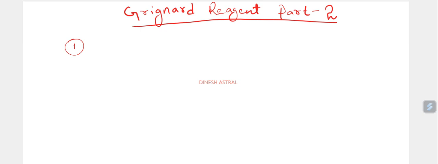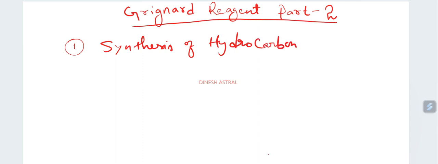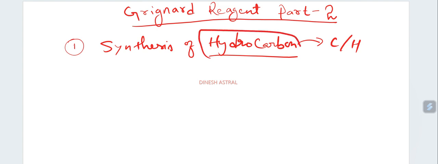So first we will be discussing synthesis of hydrocarbon. All of you know what is hydrocarbon, yes or no? A compound that contains generally what? Carbon and hydrogen. Now, how will you prepare hydrocarbon with the help of Grignard reagent? Always remember here one thing.